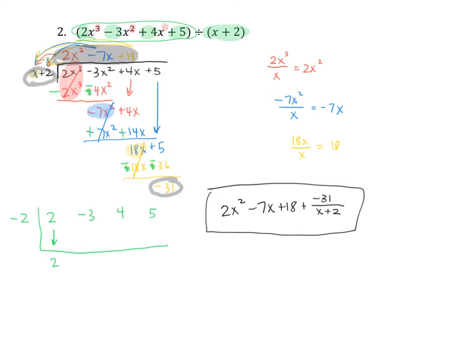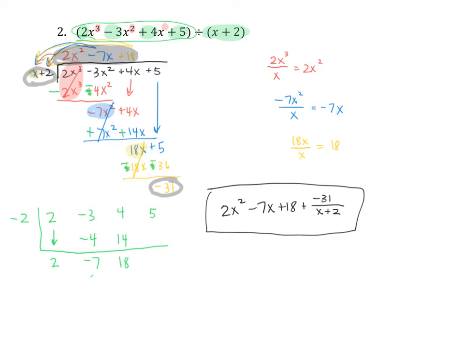So you're going to multiply this negative 2 times 2. So here times here. Negative 2 times 2 is negative 4. So that goes here. Okay? Then you're going to add straight down. So negative 3 plus negative 4 is negative 7. Now you're going to multiply negative 7 times negative 2, and you're going to get positive 14. Then you'll add straight down. Negative 4 plus 14 is 10.